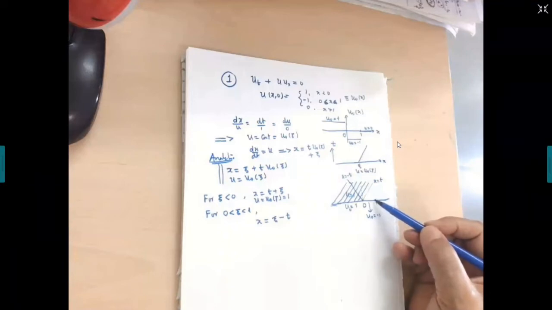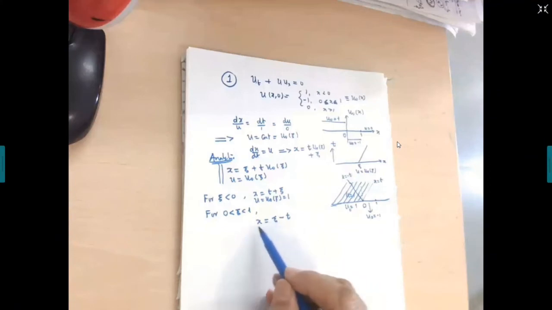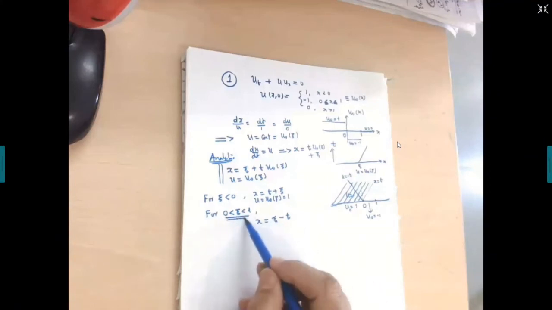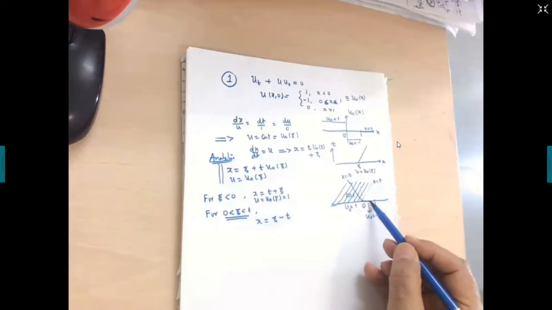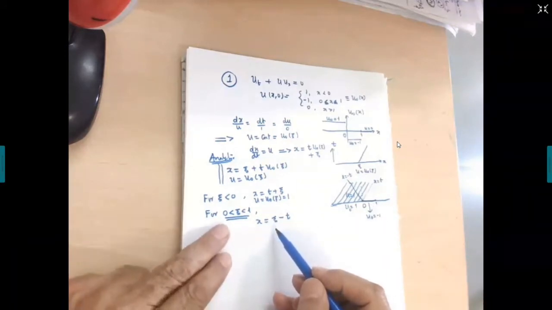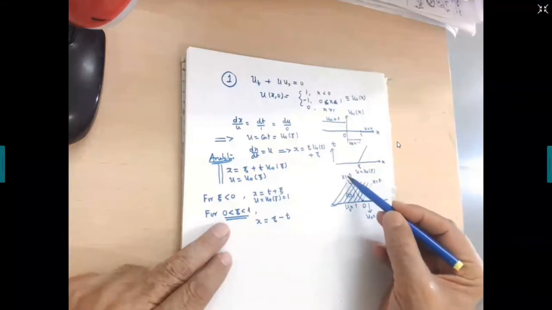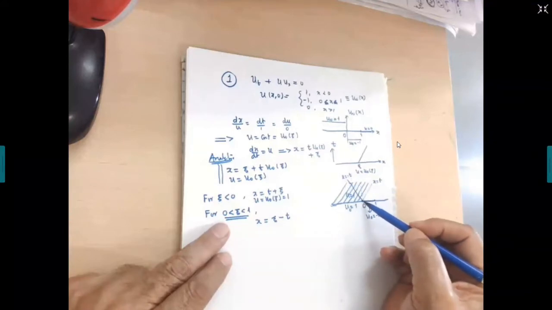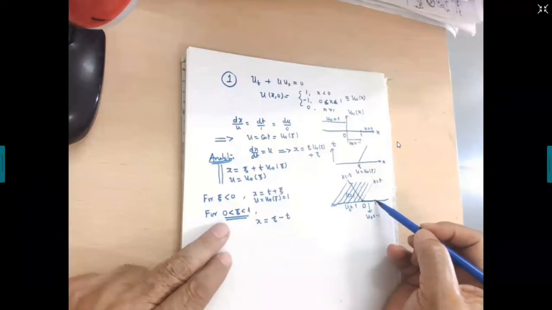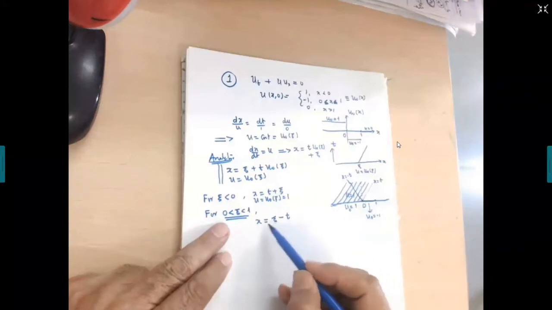Am I right? Because you see from here, how did we get this? These are the characteristics issuing from this part of the real line, from 0 to 1. Take this particular point 0, then x is equal to minus t. This is the characteristic issuing from this point. If I take xi equal to 1, because this is the point xi equal to 0, that's why we got x is equal to minus t. Is that right?